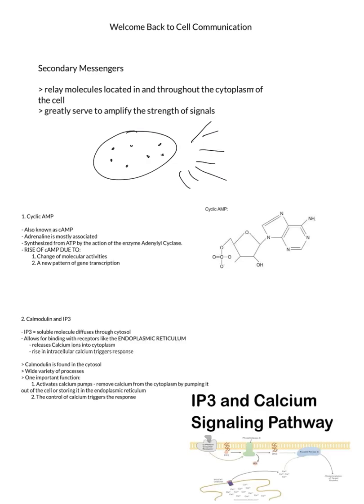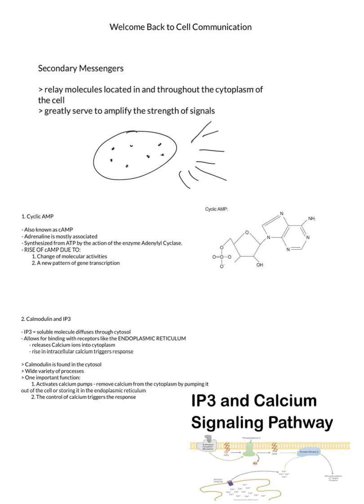Our last section will be on secondary messengers. These messengers are relay molecules located in and throughout the cytoplasm of the cell. And they greatly serve to amplify, so to speak, the strength of signals. One of the most common types is cyclic AMP. Adrenaline is a common hormone that achieves its effects through cAMP.